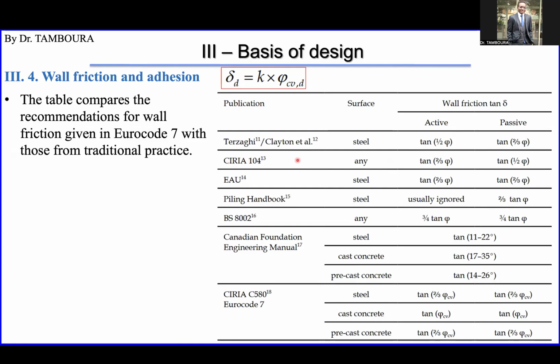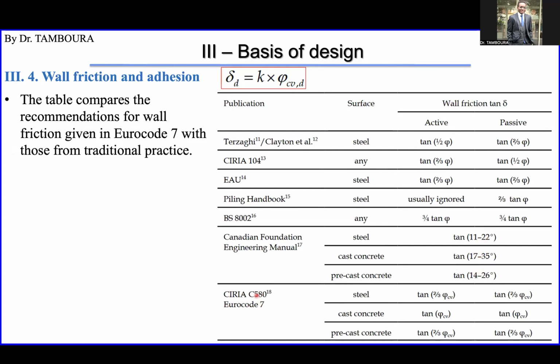This is in the UK for any type of wall. For steel, the piling handbook, they usually ignore the active one and just consider the passive one. And British standard for any type of wall. Canadian Foundation Engineering Manual: they have steel, concrete, cast concrete, and precast concrete. These kinds of values change in range.